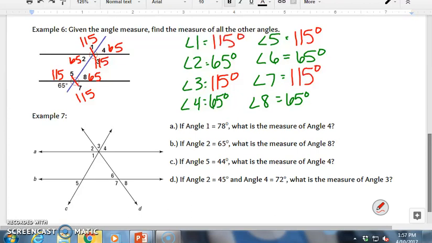So guys, as you can see, all 8 angles within parallel lines cut by a transversal will be one of 2 angle measurements. So in this problem, they were either 65 degrees or 115 degrees. We didn't have any other angle measurements within this problem.